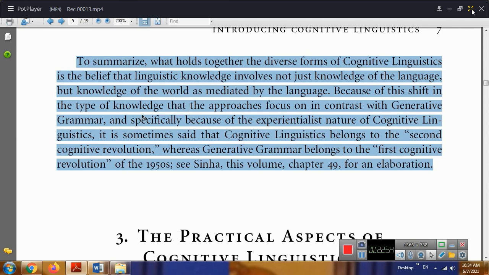Because of this shift in the type of knowledge that the approaches focus on in contrast with generative grammar, and specifically because of the experientialist nature of cognitive linguistics, it is sometimes said that cognitive linguistics belongs to the second cognitive revolution, whereas generative grammar belongs to the first cognitive revolution. This summarization is important and you should know that. It summarizes all of the matter which we told you.